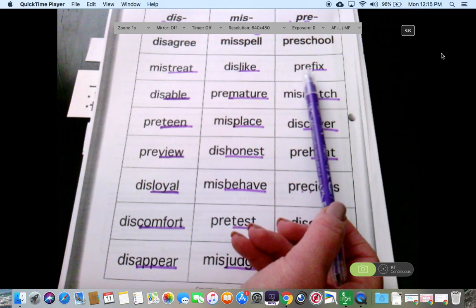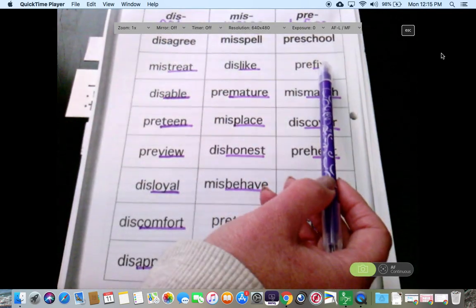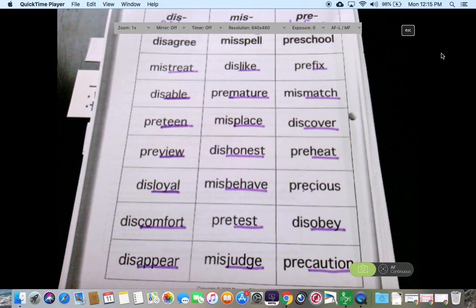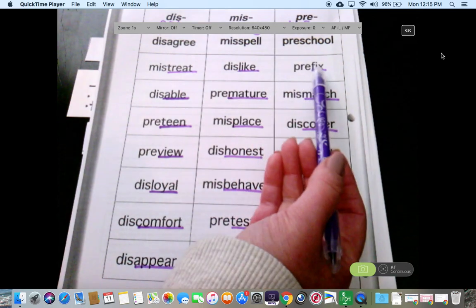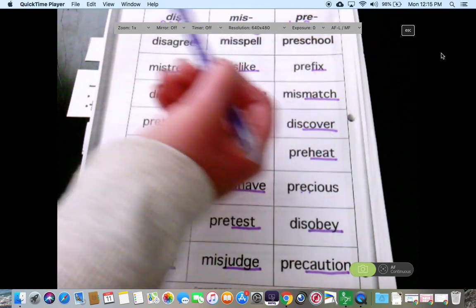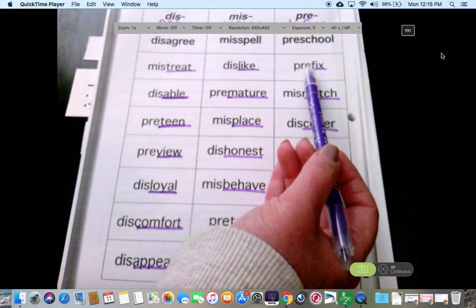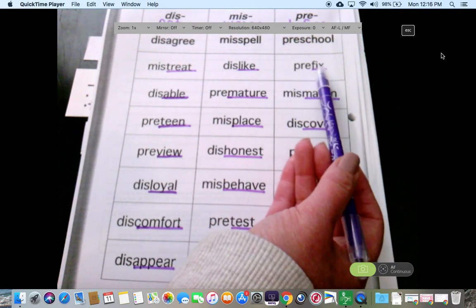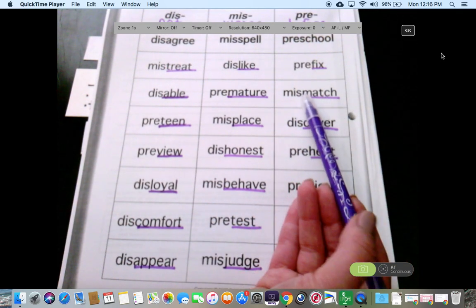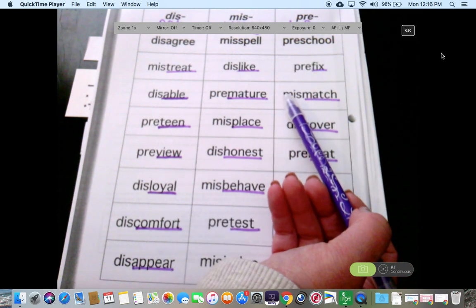So we are using the term prefix. This is actually a prefix here. If you think of fix, you know what the word fix means, to make something the way that it should be or make something better. But a prefix in this case means to add letters ahead of a word to change the meaning. Okay. You put the prefix before the word.